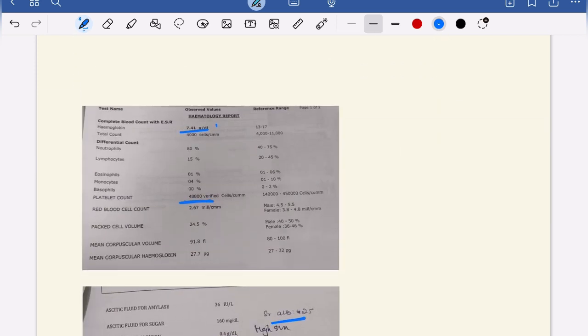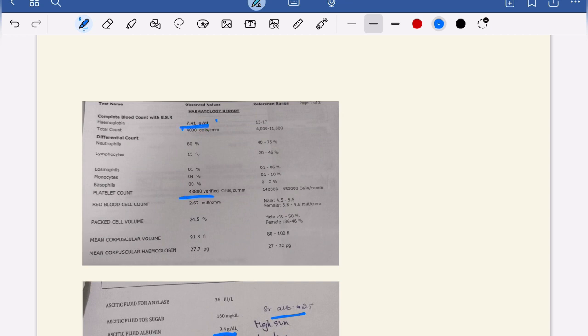The CBC report shows there is moderate normocytic normochromic anemia, and look at the platelet count. It is 48,800 only. So 48,000, which is very much reduced, less than 100, in fact less than 50. So this suggests there is portal hypertension.